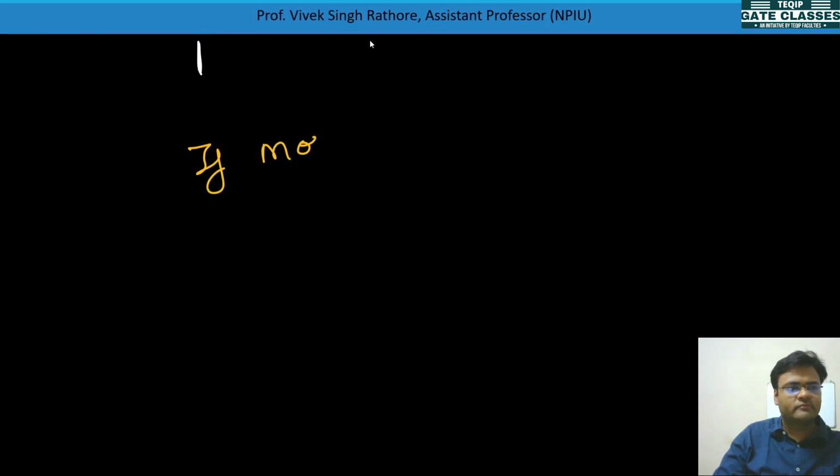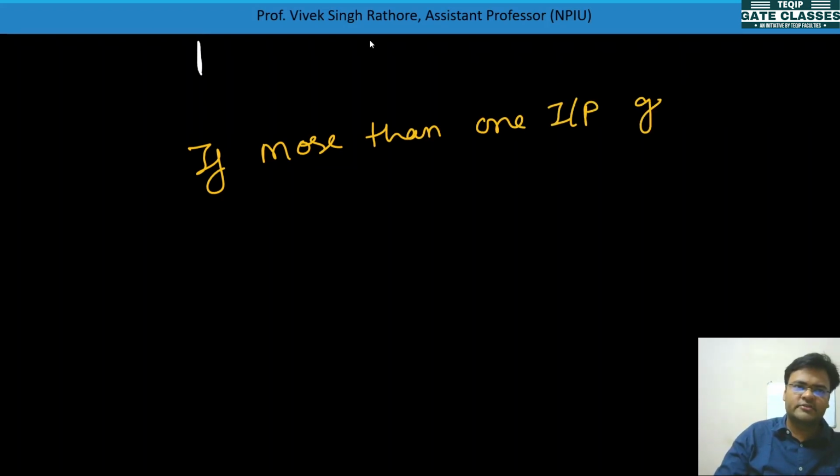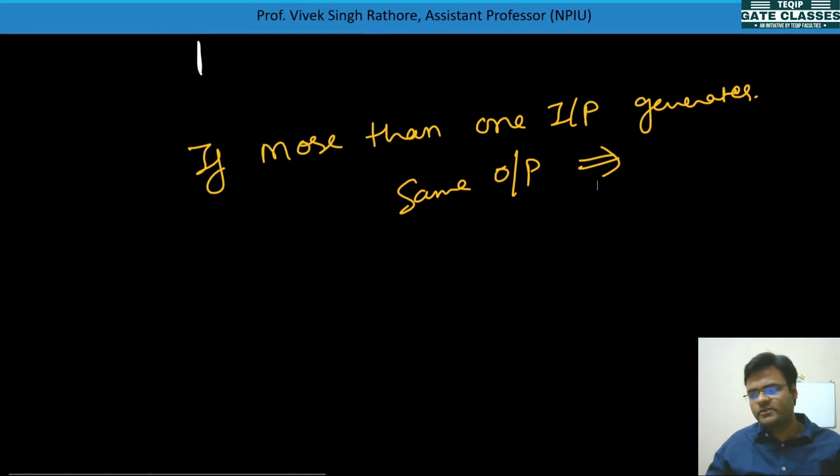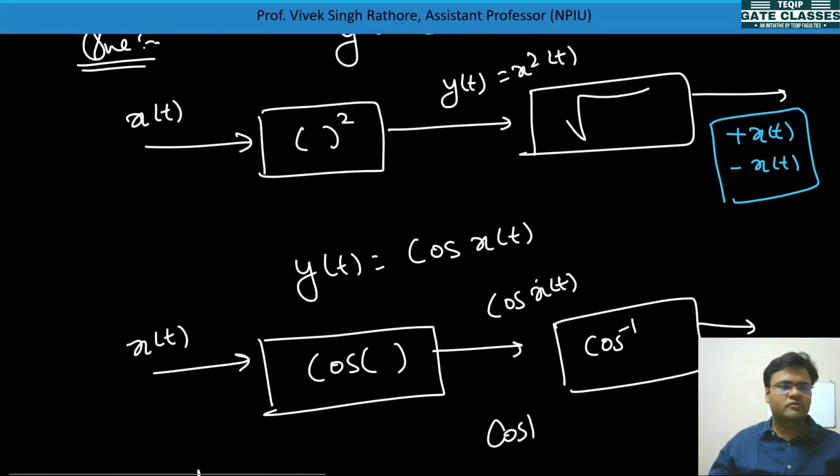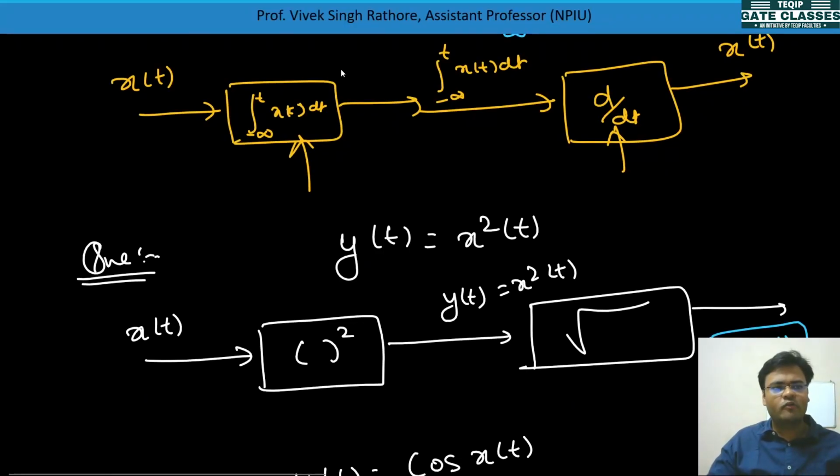So the case you should remember is that if more than one input generates the same output, then that system is a non-invertible system. See here also, y(t) is equal to x square of t. More than one input can generate the same output: plus of x(t), if you square, then x square t will come. For minus of x(t), if we square, then also x square t will come.